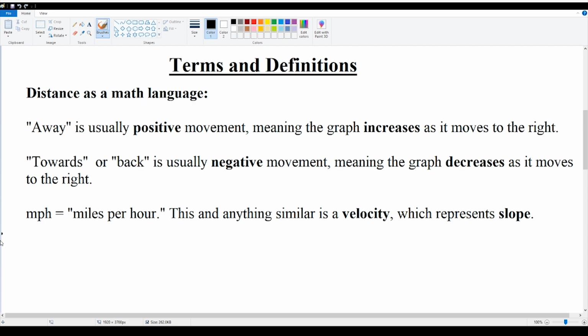The big thing is noting the difference between movement that is away from some position or back towards a position. Generally, if you are moving away from a starting point or a point in general, that's positive movement, meaning the graph is going to increase as it moves to the right. However, if you're going back towards something, that constitutes negative movement, meaning that the graph will decrease as it moves to the right. This is obviously going to have an impact on the slope of the equation.